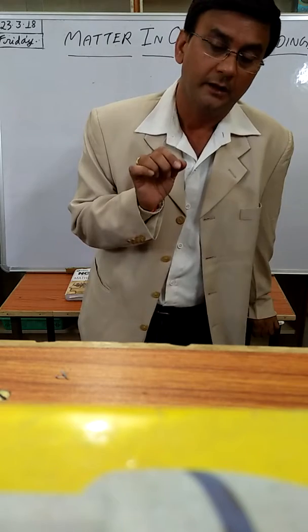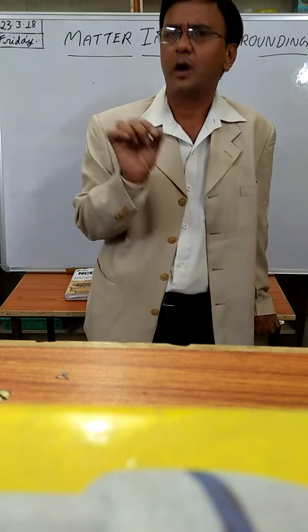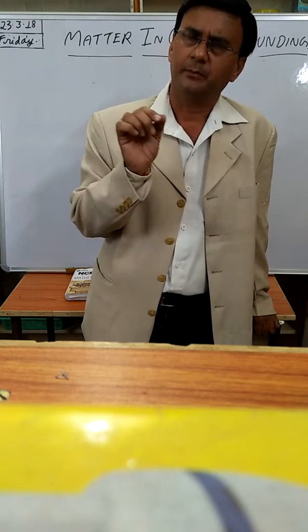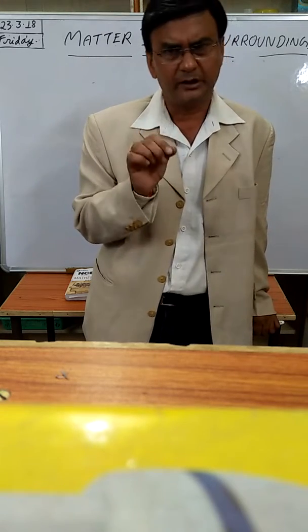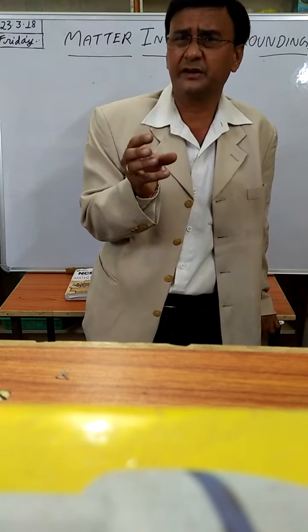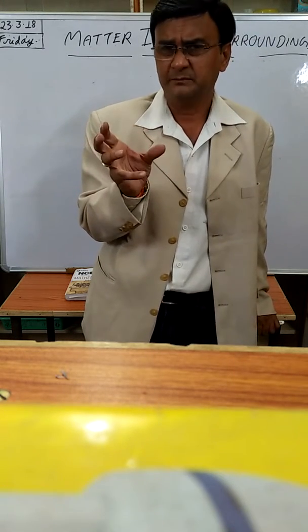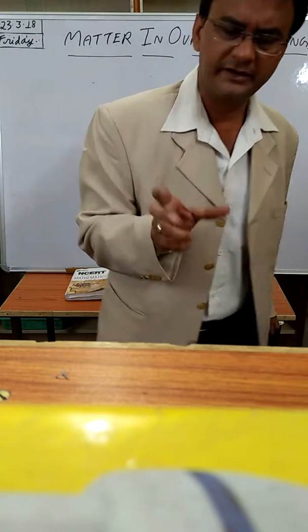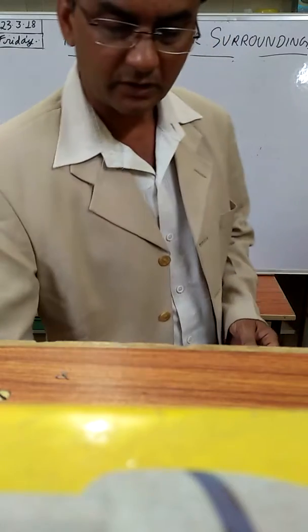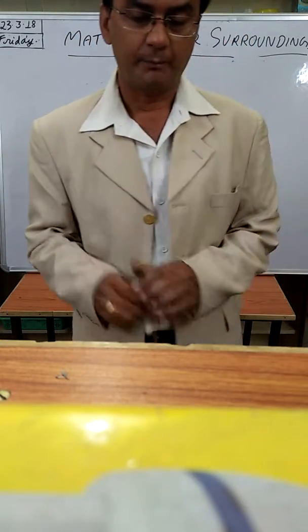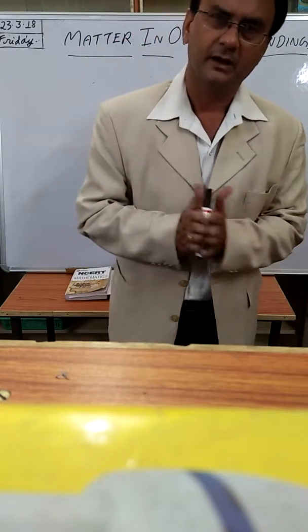Liquids have moderate to high densities. The density of a liquid varies. Some liquids are less dense, some liquids are highly dense. Suppose petrol: its density is very low. But honey, the density of honey is very high. It is a thick liquid. Liquids generally flow easily.